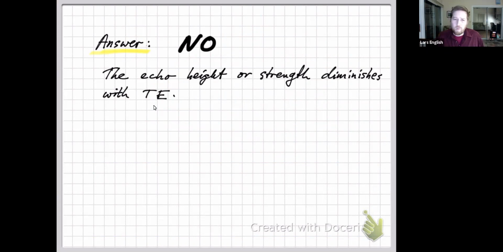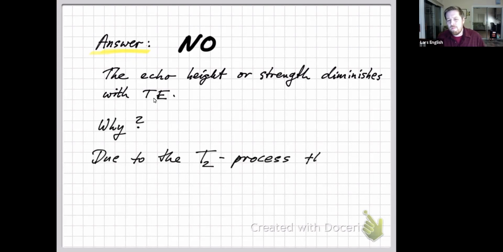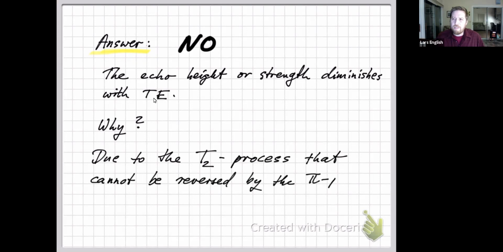Okay, so what we see is that this TE, the time separation between the FID and the echo, determines how loud that echo will be in the end. And so maybe not super surprising that if TE gets very long, then the echo diminishes quite a bit. But why is that? Well, we have the T2 process to blame for that.